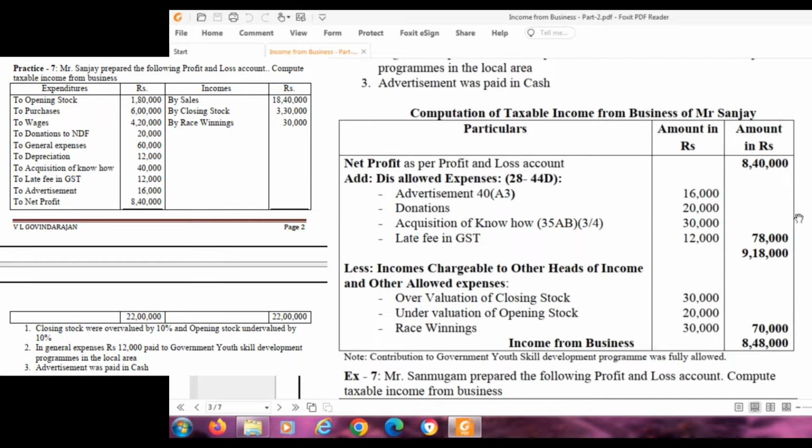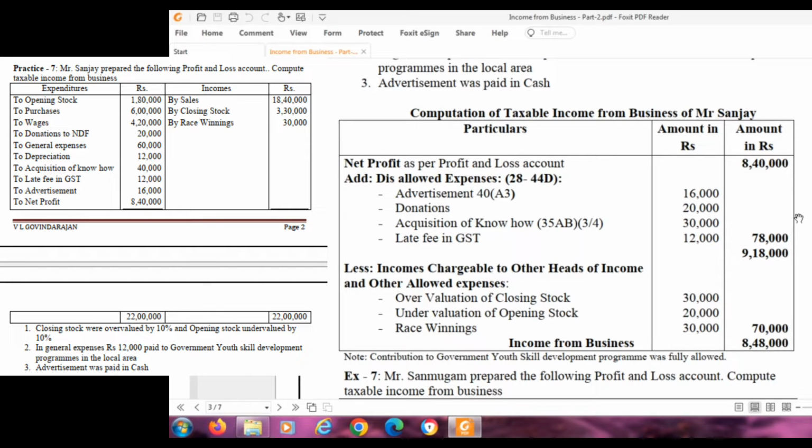Okay. Next point. In general expenses, 12,000. What is the general expenses? 60,000. In that 60,000, 12,000 was contributed to government youth skill development programs. It was business nature, allowed. No need to add. Next one, advertisement was paid in cash. How much advertisement? 16,000. So under section 40A(3), any cash payment which exceeds 10,000 will be disallowed. Okay, added. So all the adjustments we covered.